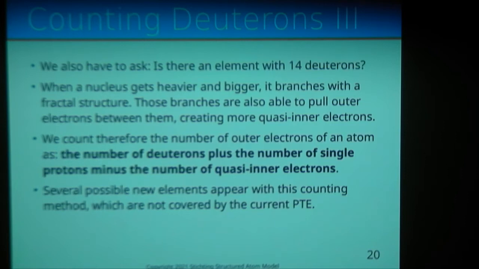It is precisely this step which opens room for more elements, because we still count the number of outer electrons of an atom as the number of deuterons plus the number of single protons minus the number of quasi-inner electrons. Using this approach, we now have multiple empty places in the PTE, not unlike Mendeleev's first periodic table, meaning the model predicts configurations that represent new elements.